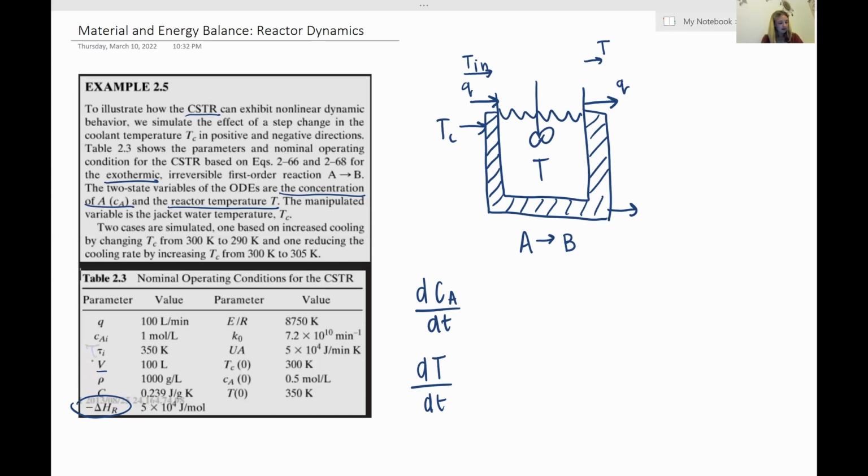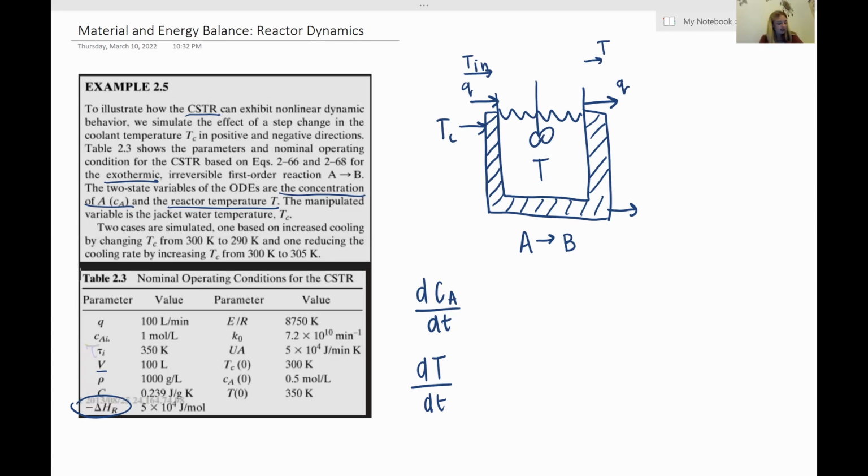And here we see our volume again is 100 liters constant. Our density is 1,000 grams per liter. So that sounds like the density of water. And we're going to assume that it's going to be constant.